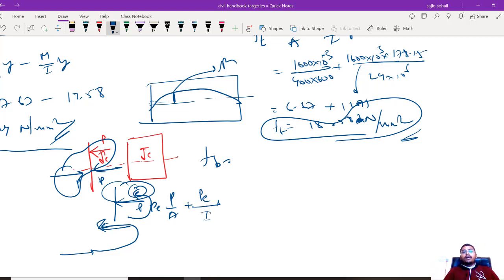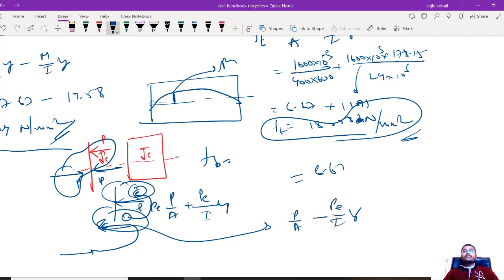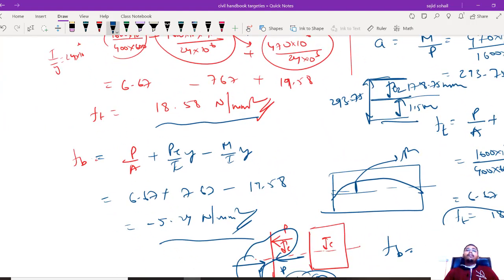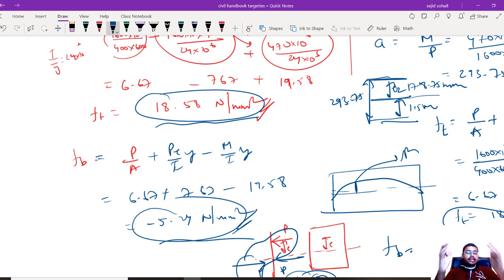P e by I into Y. Similarly, at the bottom you can clearly say P by A minus, because here there is the tail at the bottom, you can clearly see. So P e by I into Y. So just do 6.67 minus 11.91. So this is stress at the bottom. You will be getting 5.24 Newton per mm square. Minus 5.24 Newton per mm square. This is the exact answer what you got by doing the stress method also. Do the stress method or the strength method, the answer will be the same. I hope the concept is very clear.